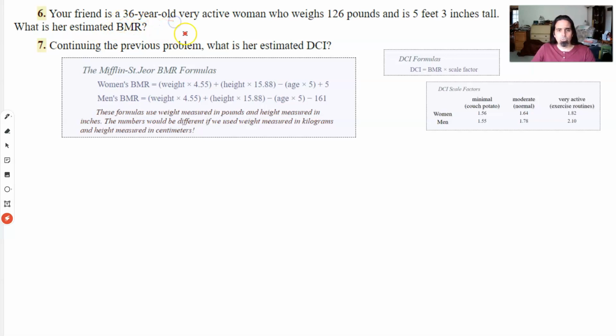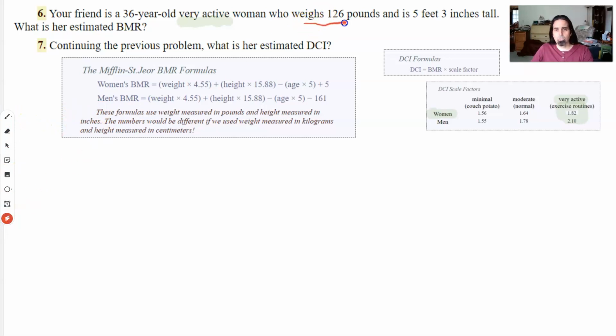36-year-old is our first value. That's fine. That's just going to go into the age of the woman's BMR formula. Very active, that's not part of the BMR formula. The BMR formula, remember, is for when there is no activity, someone is just still. So very active is actually later on part of the DCI. She will be a woman who is very active, so her number will be 1.82.